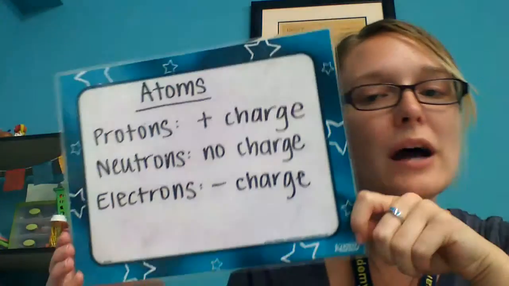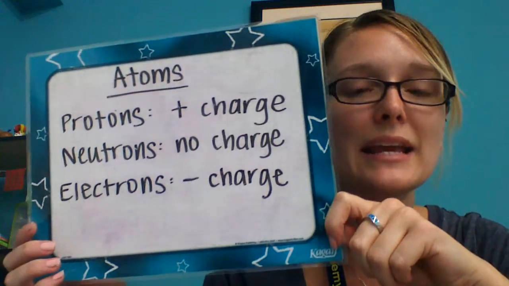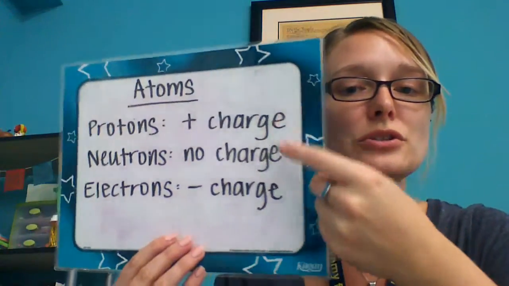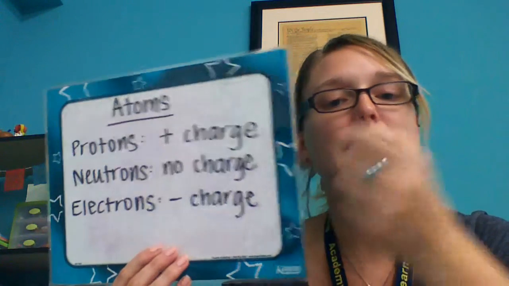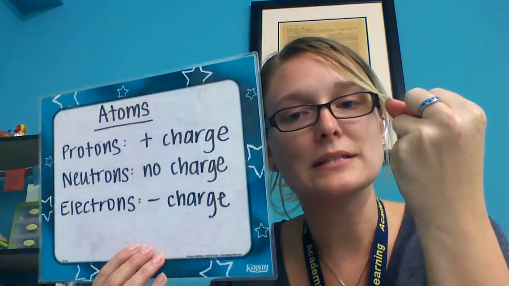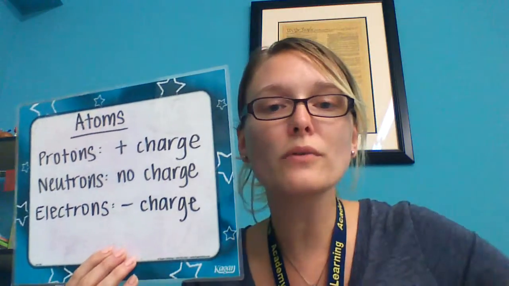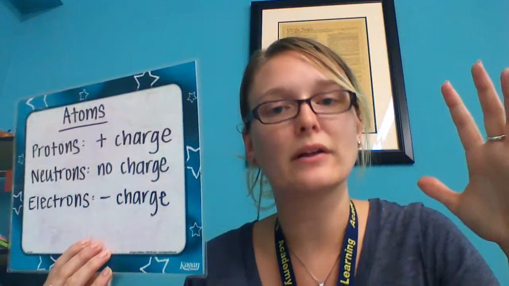Atoms are made up of protons, neutrons, and electrons. Protons have a positive charge, neutrons have no charge, and electrons have a negative charge. Protons and neutrons are located in the nucleus. They're fixed in a tight nucleus in the center. Electrons, with their negative charge, are moving all around the outside in an electron cloud.